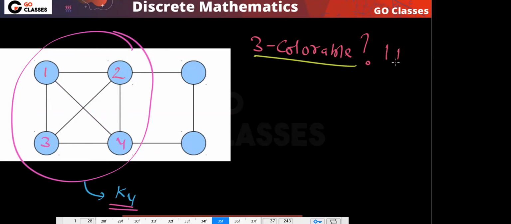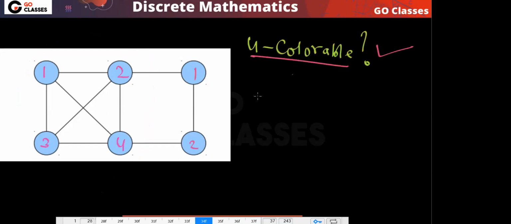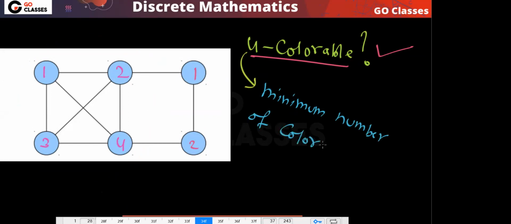So is this 3 colorable? The answer is no. This is not 3 colorable. I can say minimum 4 colors you need. So tell me, minimum how many colors you can do. So this is 4 colorable and this is the minimum number, right? This 4, if you notice, is the minimum number of colors needed.